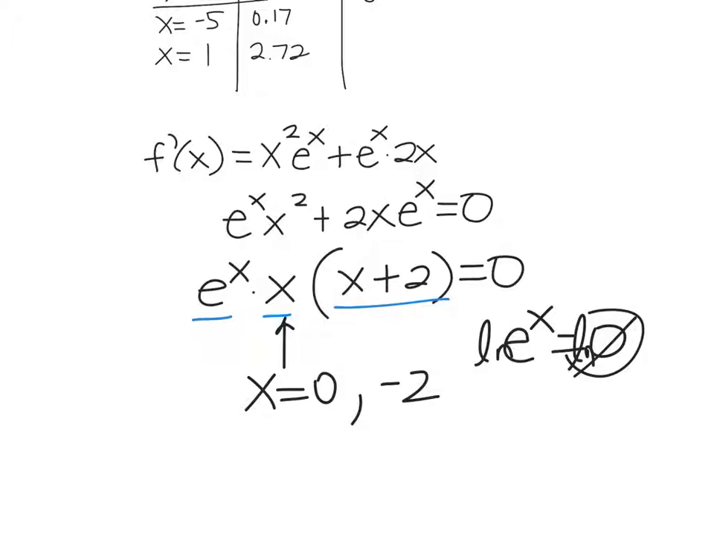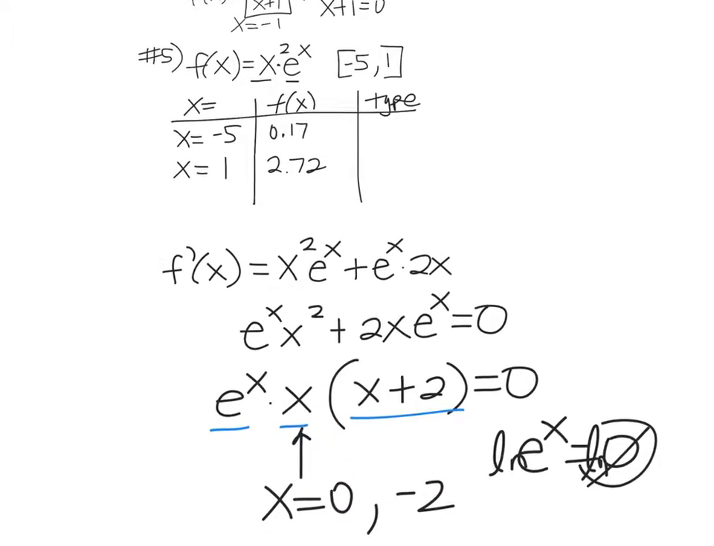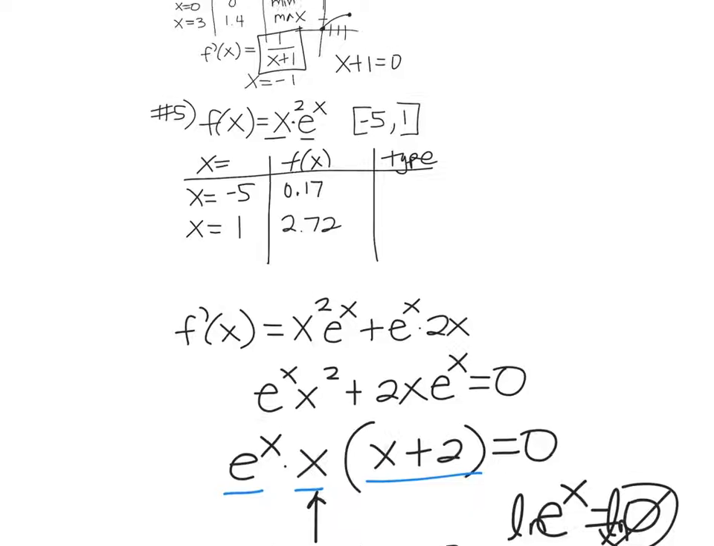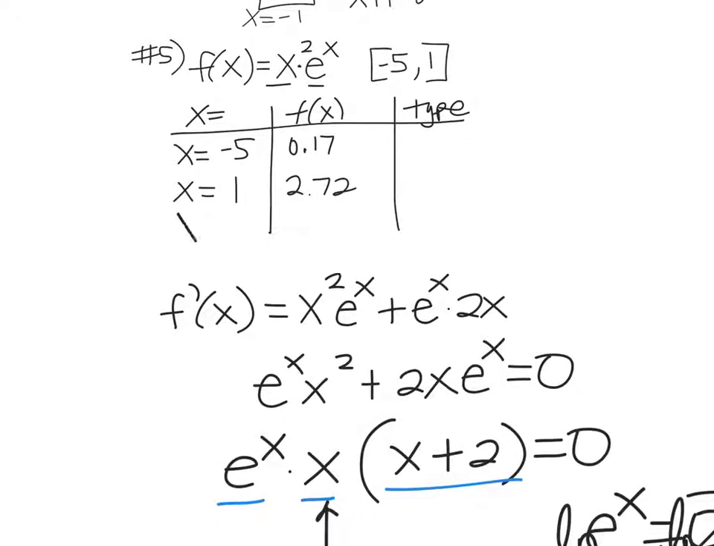Okay? All right, so we get 2 more points. Are they in our interval? Yeah, they both are. All right, x equals 0, x equals -2. So the point of making it equal to 0 is to see what are the critical points.